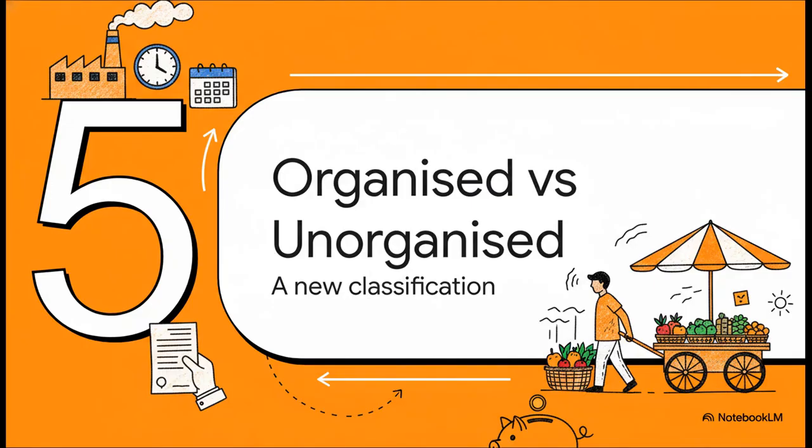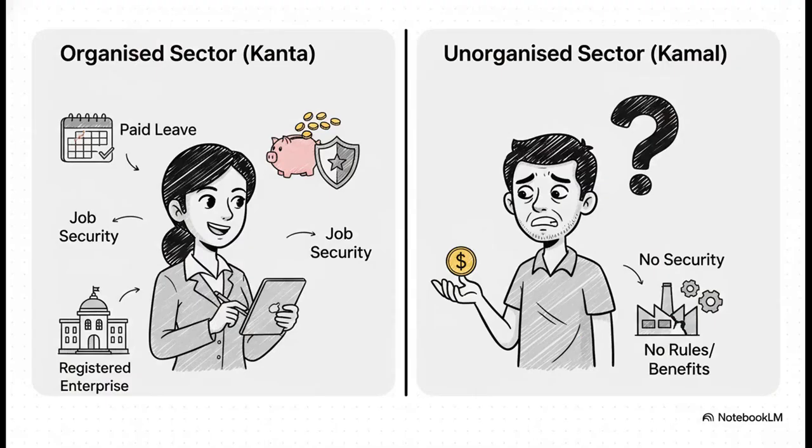Okay, now let's look at the economy from a completely different angle. This time, we are not classifying activities based on what is produced, but based on the working conditions. This gives us 2 sectors, organized and unorganized. Let's understand this with the story of 2 workers. First, we have Kanta. She works in the organized sector. This means her company is registered with the government and it follows all the rules. She has a proper job with a regular salary, fixed working hours, paid leave, and job security.